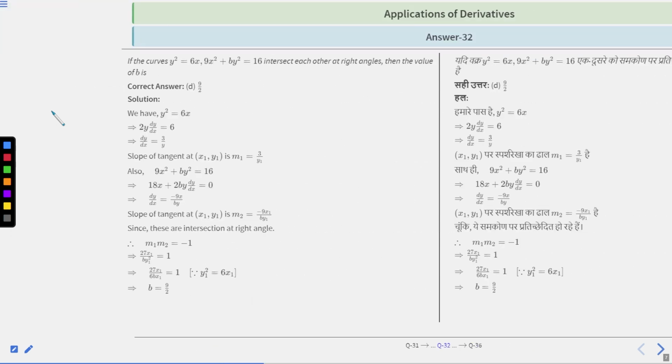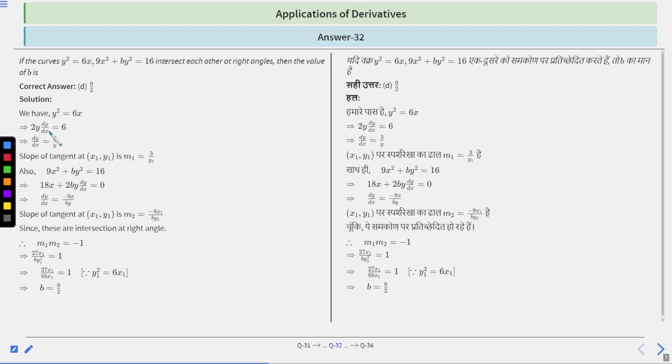Okay, let's move to the solution part. We have y square is equal to 6x. When we differentiate throughout, 2y dy by dx is equal to 6. Therefore, dy by dx is equal to 3 by y. Now, the slope of the tangent at (x1, y1) can be written as m1 is equal to 3 upon y1.